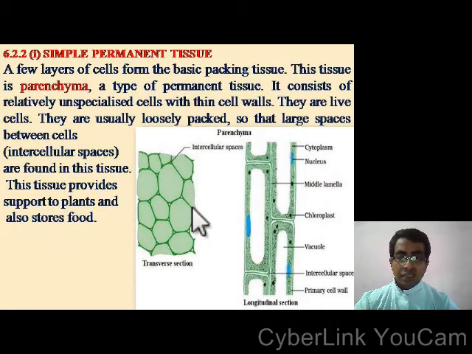They are living cells. They are usually loosely packed so that large spaces between cells are formed in this tissue. So there are large intercellular spaces present. The function of this tissue is to provide support to the plants and also to store food. You can see a longitudinal section of parenchyma cells and a transverse section of parenchyma cells here.